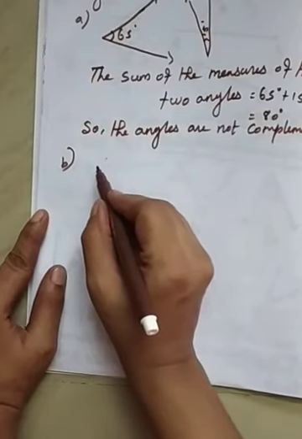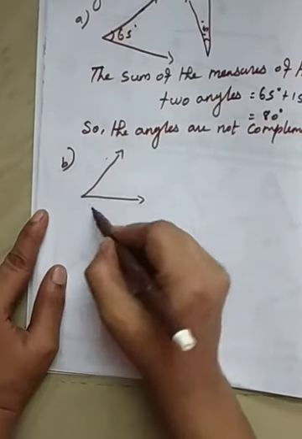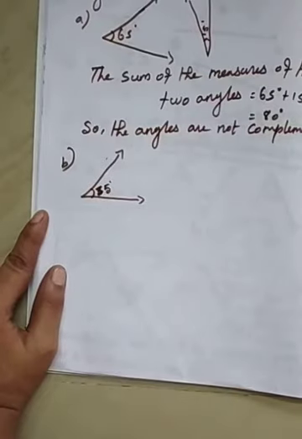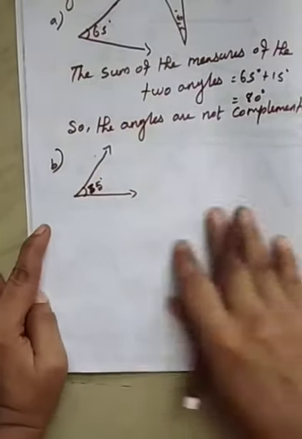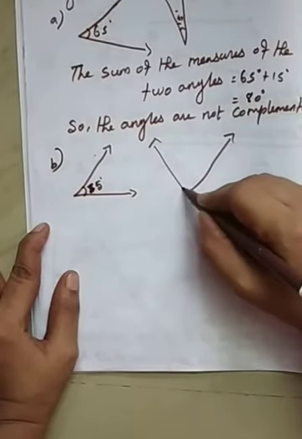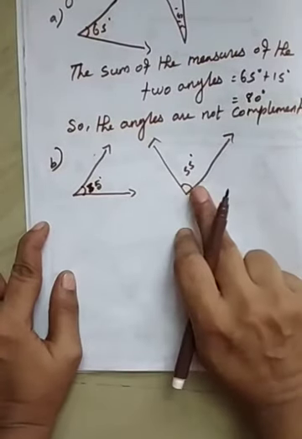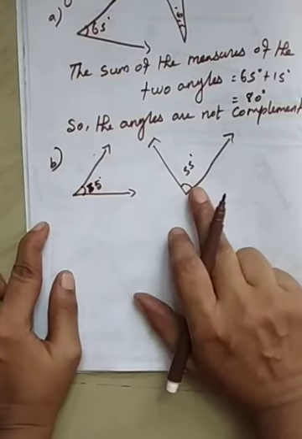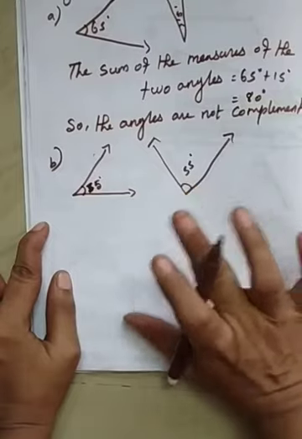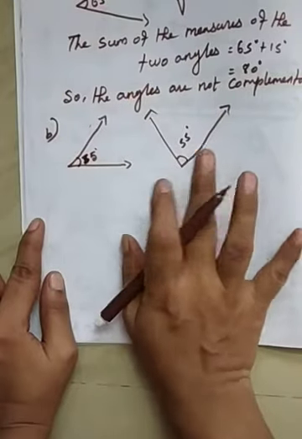This is 35 degree. The next one is 55 degree. See, 35 degree and 55 degree. You can add, what will you get? 55 plus 35, you will get 90 degrees. So the angles are complementary. So you are clear that in this problem the angles are complementary.